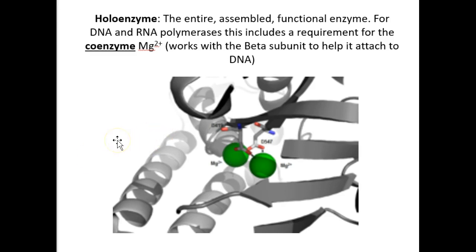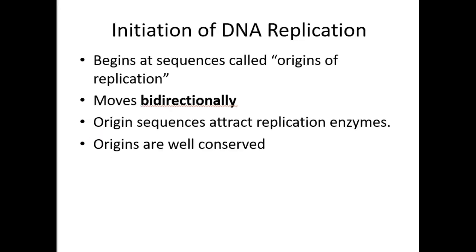There's a practical reason I'm pointing this out, because if you're actually doing PCR reactions, if you were to set a PCR reaction up, which is DNA synthesis in a test tube, and you forgot to add the magnesium, then your reaction would not work. So it's important. All right, let's talk for a moment about the initiation of DNA replication, the beginning.